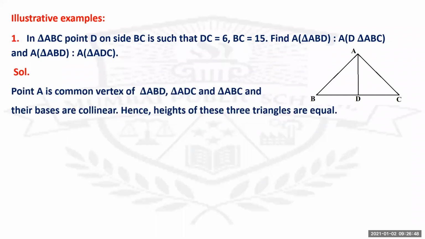Point A is the common vertex of triangles ABD, ADC, and ABC, and their bases are collinear, which means they are on the same line. Hence, the heights of these three triangles are equal. Now check this. When you draw the height from this point, this height is going to be equal because these bases are on the same line.